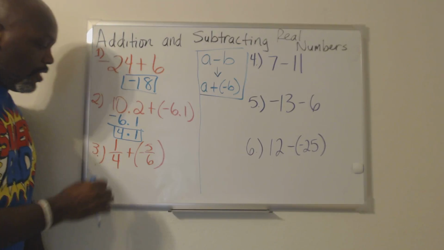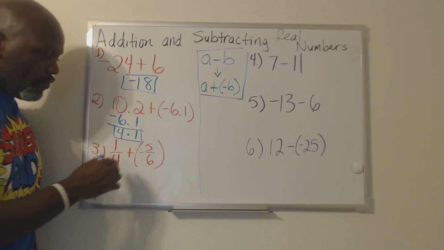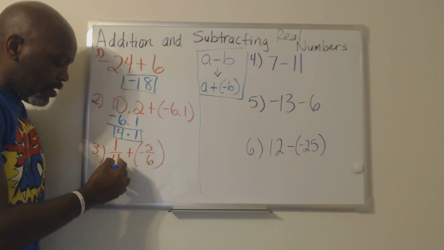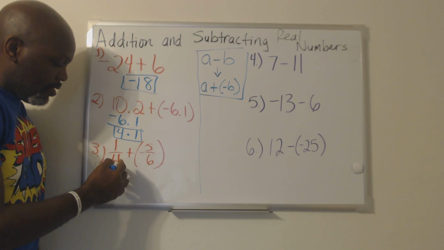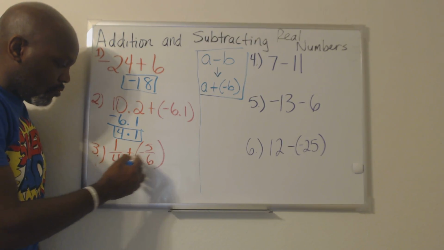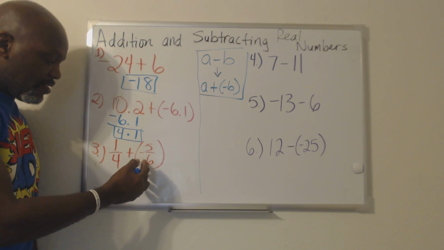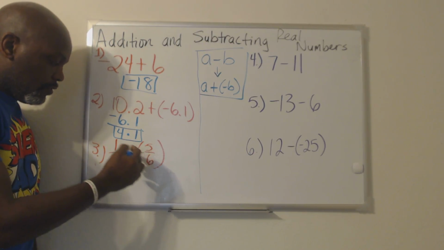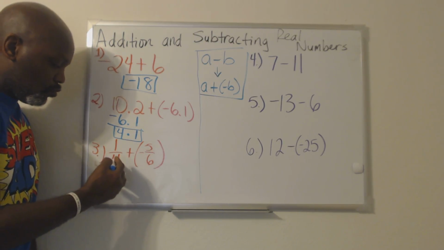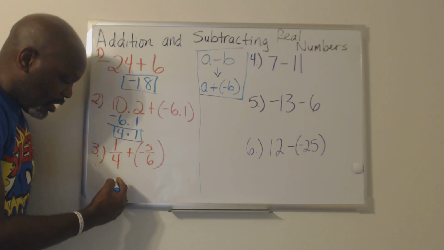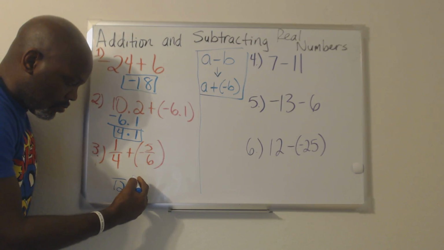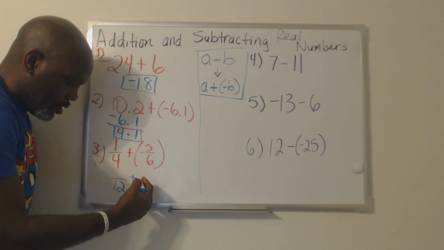Okay. Now we go back to the fractions, right? Hopefully you remember that we have to make sure that the denominators are the same. Currently they are not the same, so we have to find the least common multiple between 4 and 6, and that's going to be 12. So plus a negative.